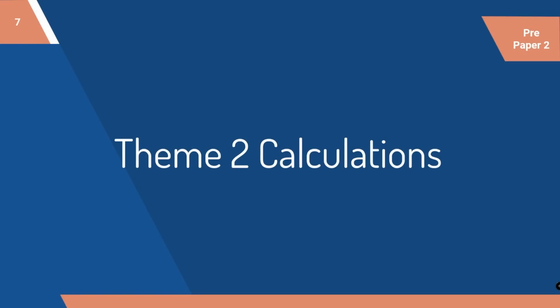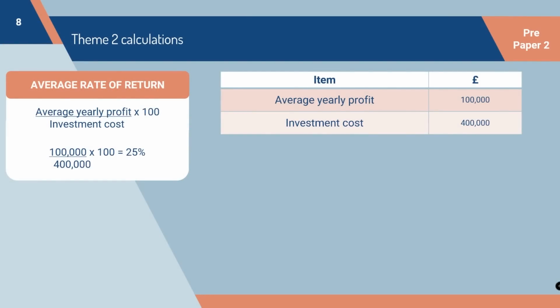So let's have a look at theme 2 calculations. The first is average rate of return. So average rate of return assesses, with an investment project, how much of the investment cost the business makes as average yearly profit. Now, this also comes up in the A level, and in the A level, you have to calculate the average yearly profit yourself. It's a bit more complicated. But what I've seen so far in the GCSE is that the tables are quite generous. They pretty much give you the 2 pieces of information you need: average yearly profit and investment cost. And the challenge is memorizing the formula.